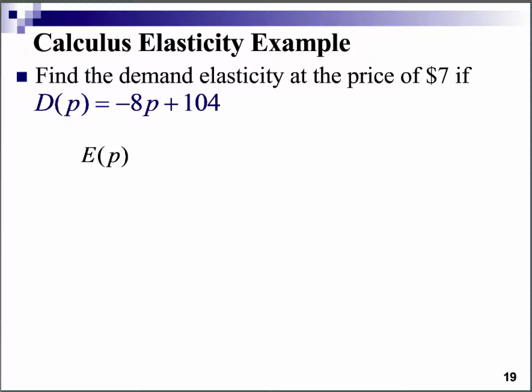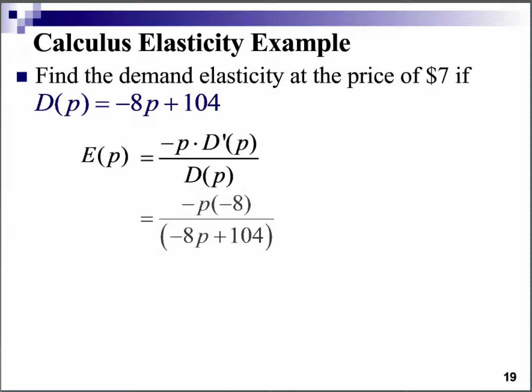The first thing we want to do here is build the elasticity function. The elasticity function depends on the price, in particular the price at which we currently have this item set. And we saw from the previous slide that this is simply given by this equation: negative p times the derivative of demand, all divided by the demand function.